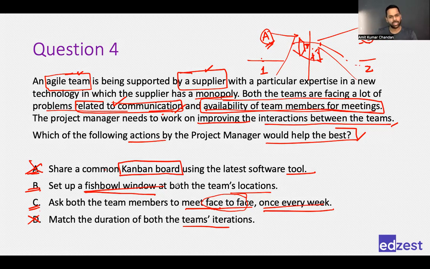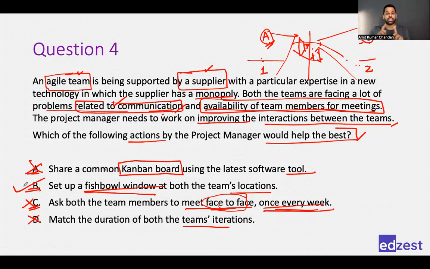Rather than saying meet face to face, but only once every week, B is a better choice because it gives more opportunity for the team members to discuss. Why do we choose face to face? Because we want to have richer communication. Rather than video conferencing, face to face will always be better. But if my option says face to face but only once a week, then it's not a good choice. Video conferencing regularly every day, Monday to Friday, is much better than face to face only once a week.